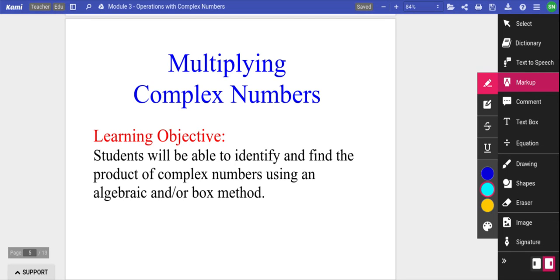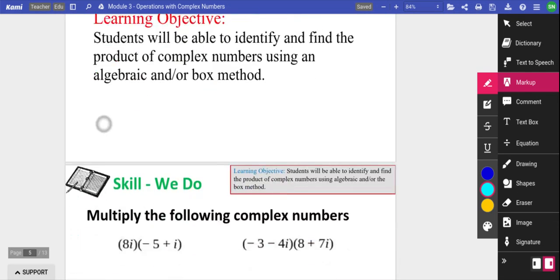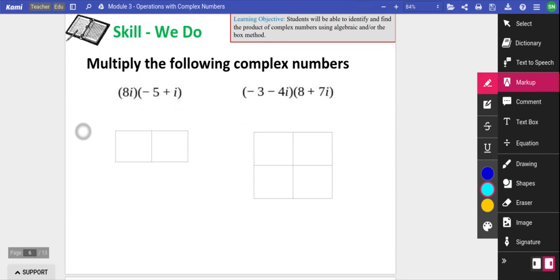Hello, in this video you will be multiplying complex numbers. We will be using the box method, just like we did when we multiply polynomials. It's almost the same thing with an extra step at the end.